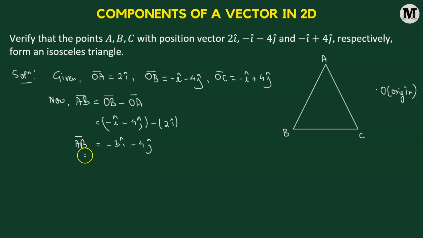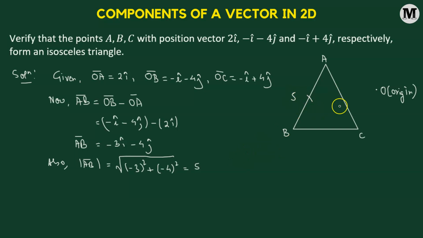Now that we have vector AB, we can also find out its magnitude. Magnitude of vector AB is going to be equal to the square root. Underneath the square root, we take the component of i cap, that's negative 3. We square this value and add it to the square of the component of j cap, that's negative 4 squared. This is going to give us 5. So that means AB has a length of 5 units.